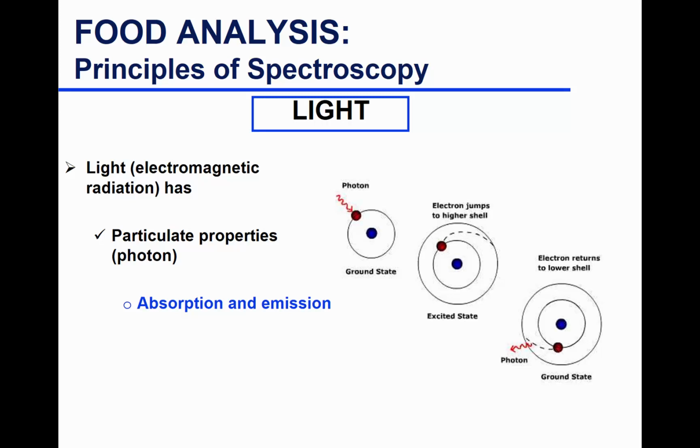Marissa? The photon that is being released will have less energy because some of that energy has been lost. Accordingly, it has a longer wavelength. So that's important to remember, that the emitted light has a longer wavelength than the absorbed light.